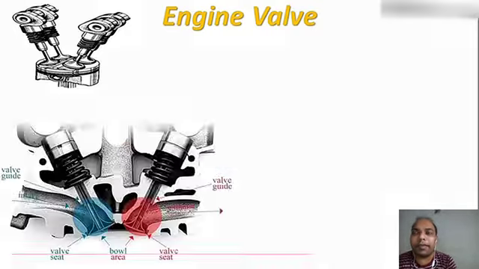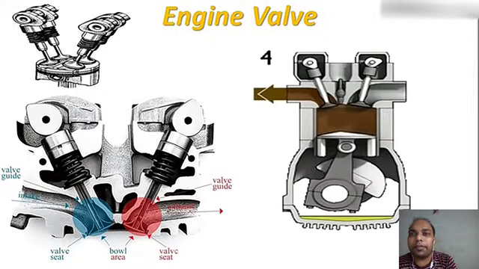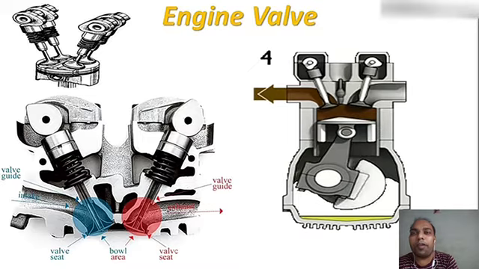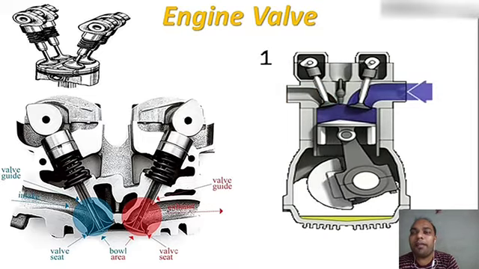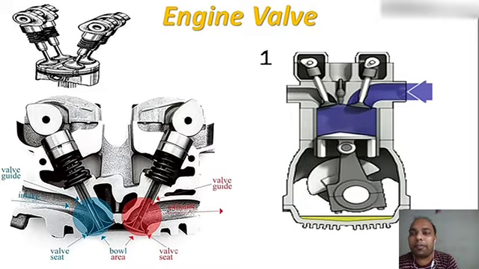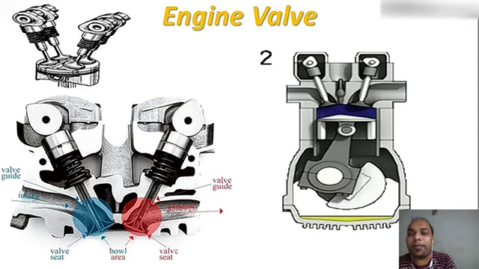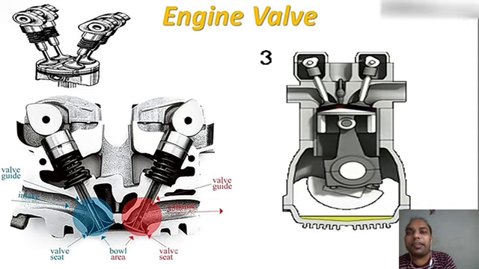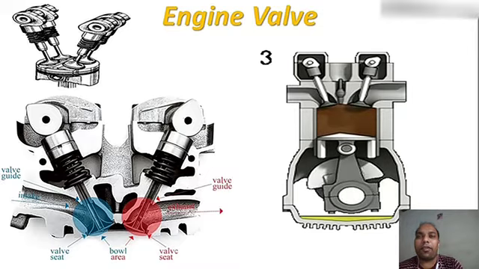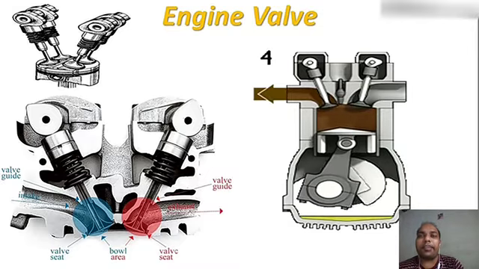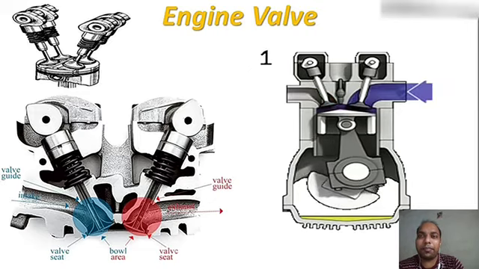There are two different types of valves. You can see in an animation how a valve works. There is a valve guiding mechanism. The valve has to be raised, that is the valve seat. The area left is the bowl area. Next are the valve seat and valve guide. You can see the four stages over here: first, suction; second, compression; third, expansion or ignition; and fourth, exhaust. You can see the exhaust gases coming out of the engine system.